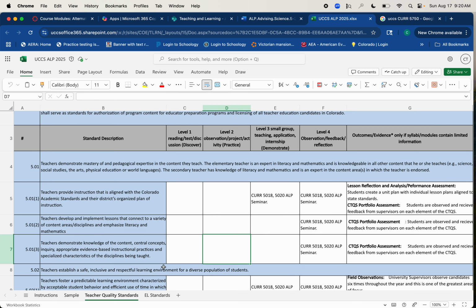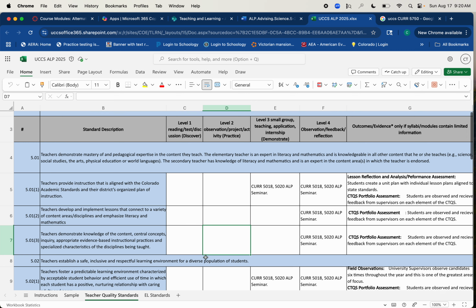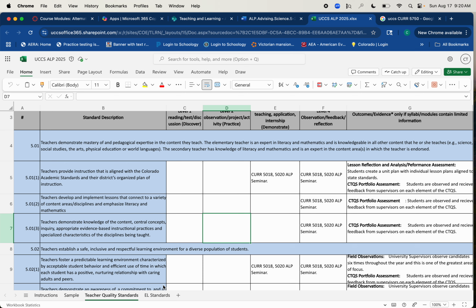Teacher quality standards, not as hard to fill in all the boxes, but we don't have to, so don't feel any pressure there. What you're going to do is take your knowledge of your course, and you have your course syllabus sitting beside you. No doubt if you've taught it, you know the course well.